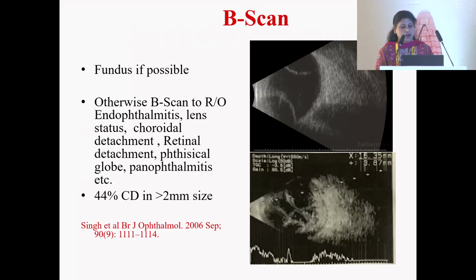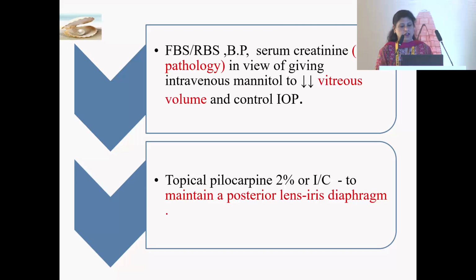Then we have to do a B scan because the fundus is neither visible nor possible to see. The B scan can be done to rule out endophthalmitis, choroidal detachment and RDs, and more than 44% of the cases with more than 2 mm of perforation lead to choroidal detachment. We have to control the glycemic status of the patient.